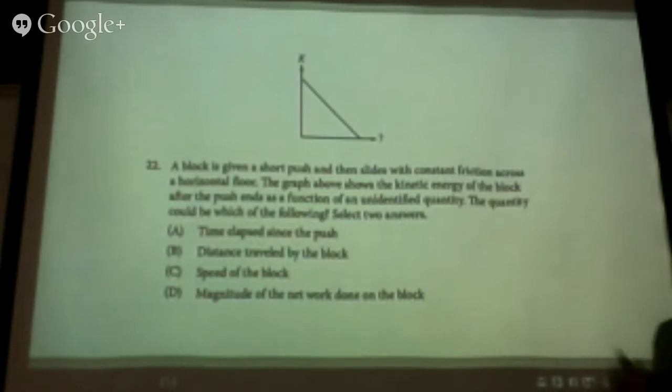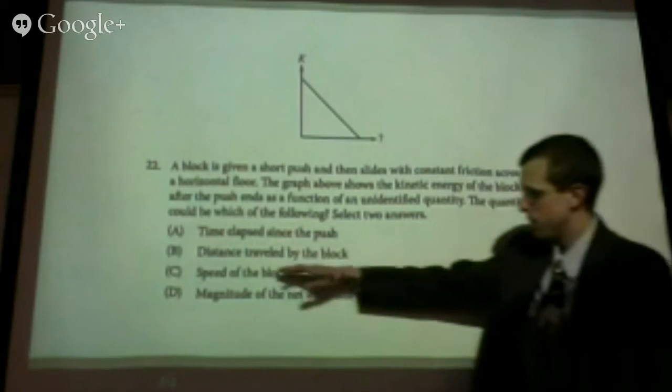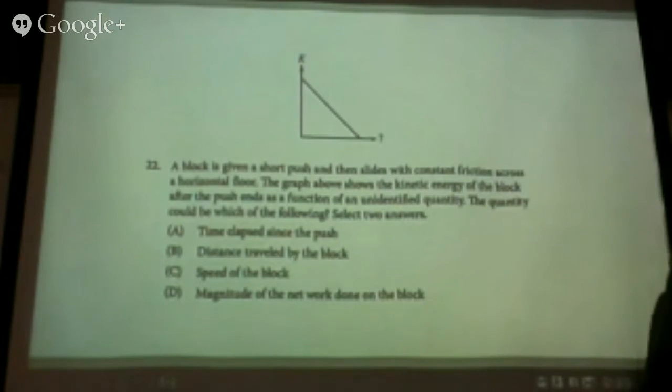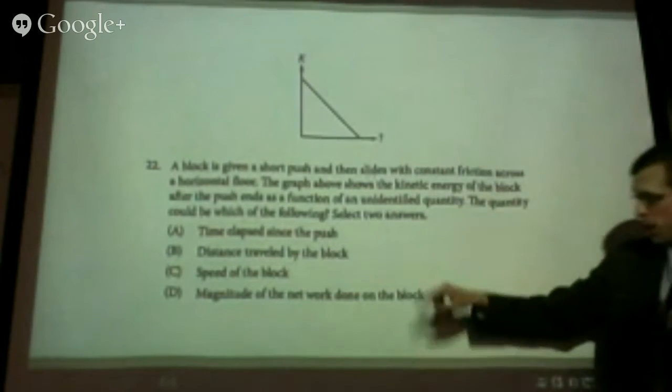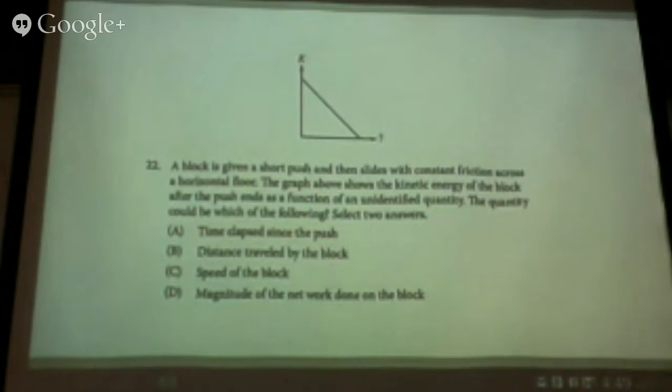I think on these multi-correct ones, that might be a better way to approach this than trying to find the two correct answers, is try and find the two incorrect answers. That might be easier on some of these. So we eliminate C. Then it's a question of whether it's time elapsed, distance traveled, or magnitude of the net work that's incorrect. Well, let's start at the bottom, work our way up. We've already eliminated C. D, magnitude of the net work done on the block.